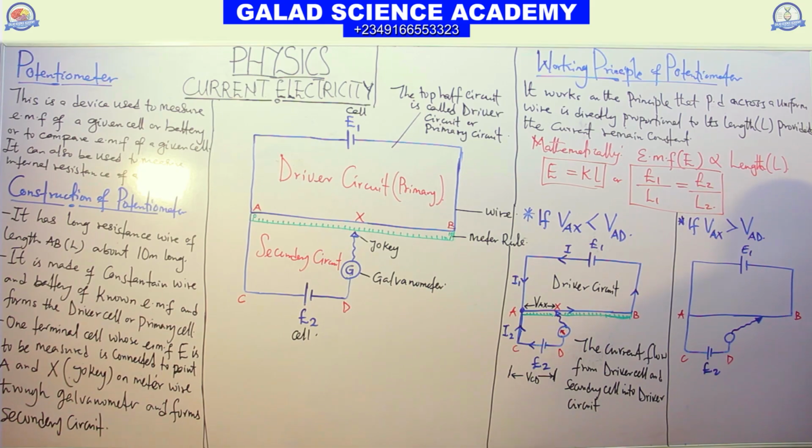This point will serve as AX. You can see that it serves as AX, and my galvanometer will deflect to this side. The galvanometer deflects to that side. This will be the meter rule.